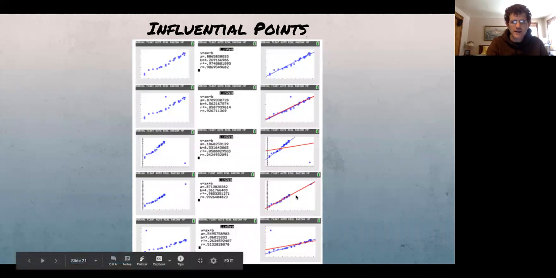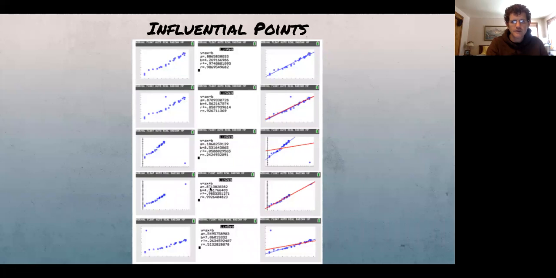Okay, this one is high leverage, but not influential in the sense that it follows the same trend line. It changed my slope slightly and the y-intercept slightly, but it didn't really do much else. It did strengthen my correlation. Now it's at 0.993 instead of 0.987.